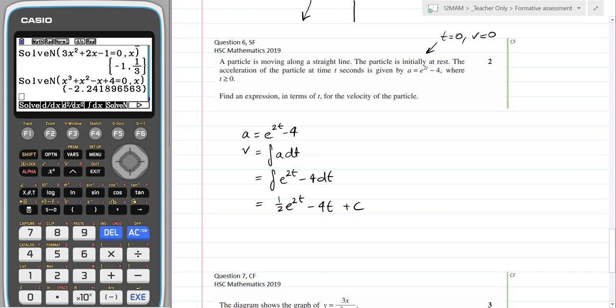And I also know that at t equals 0, v also equals 0. So I get 0 is equal to a half e to the 0 minus 4 times 0 plus c. E to the 0 is 1. Half of 1 is half. C therefore equals negative a half. And that leads me to velocity equals a half e to the 2t minus 4t minus a half. Any questions?